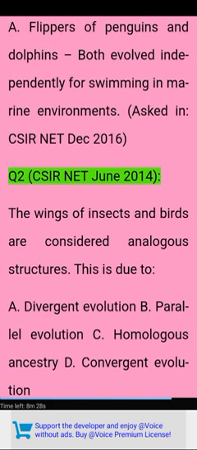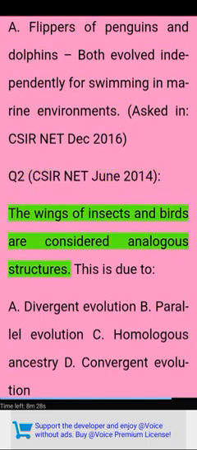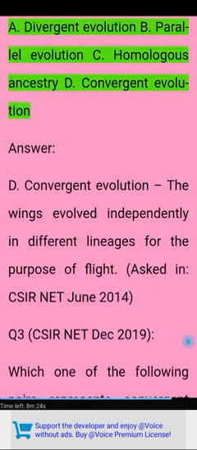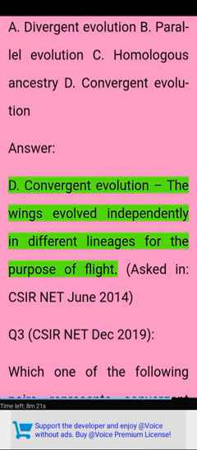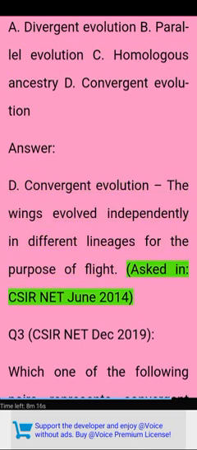Q2, CSIR-NET June 2014. The wings of insects and birds are considered analogous structures. This is due to: A, divergent evolution. B, parallel evolution. C, homologous ancestry. D, convergent evolution. Answer: D, convergent evolution. The wings evolved independently in different lineages for the purpose of flight. Asked in CSIR-NET June 2014.